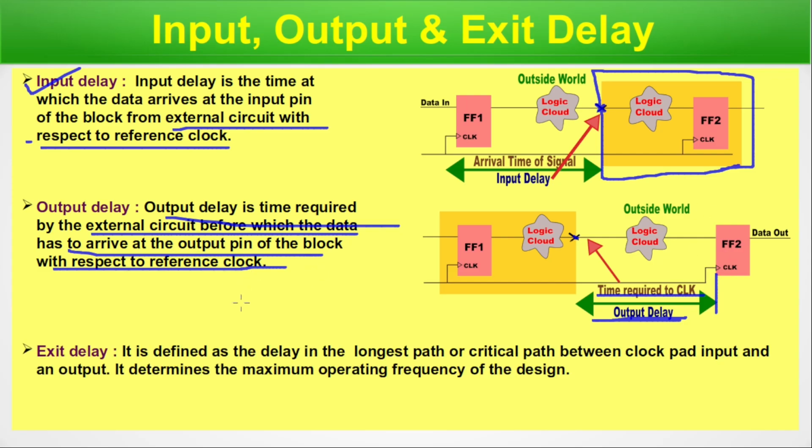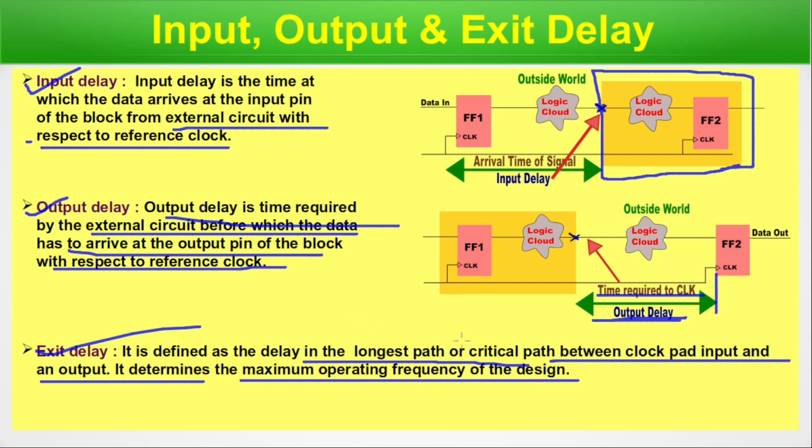And exit delay is defined as the delay in the longest path or the critical path between clock pad input and an output. It determines the maximum operating frequency of the design. This is the longest path, and the delay in that longest path or critical path is basically exit delay. So three delays: input delay, output delay and exit delay. So we are done with this slide.